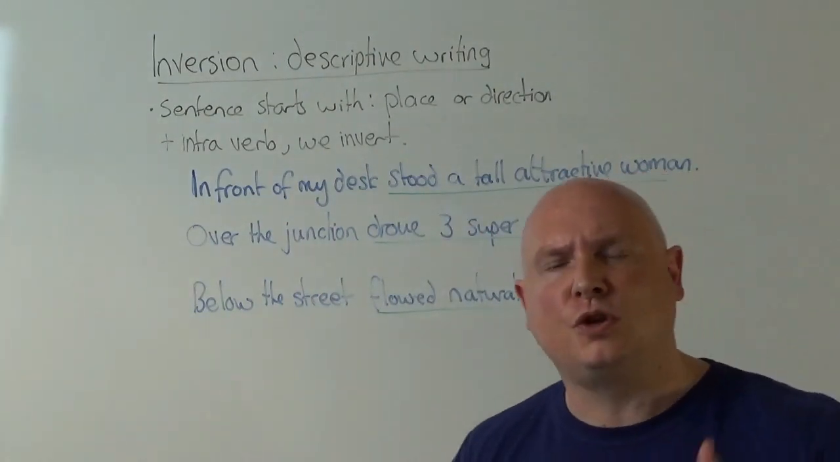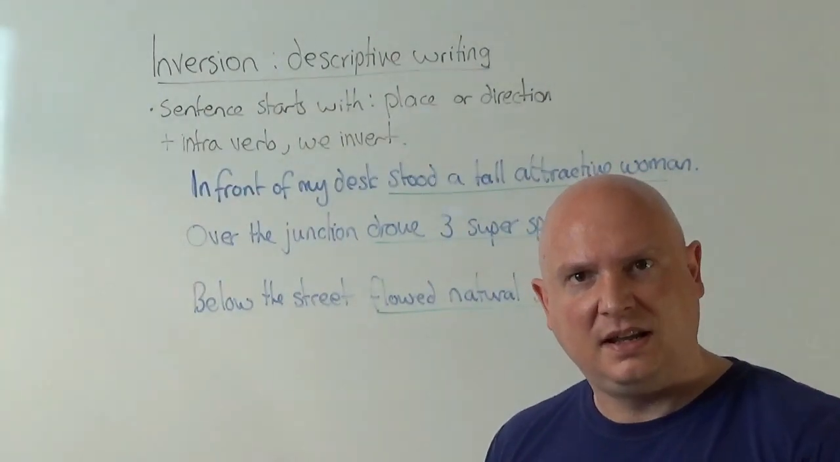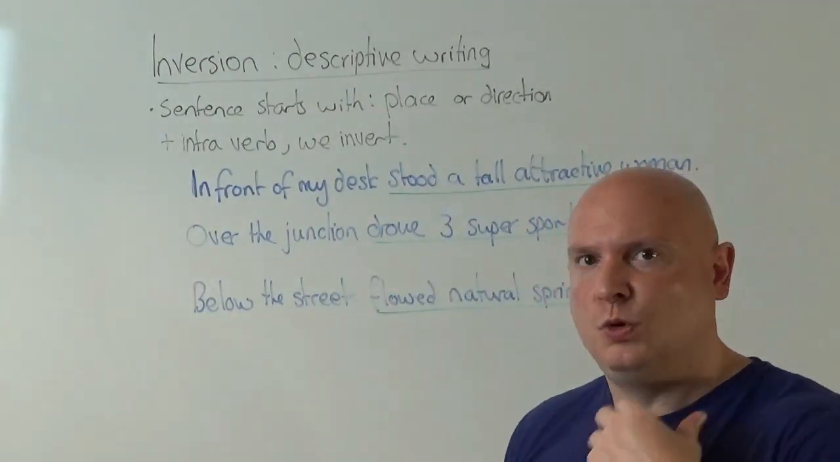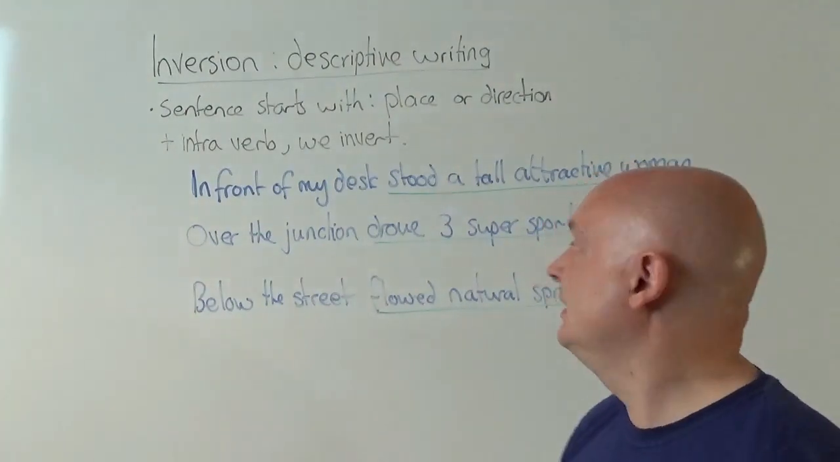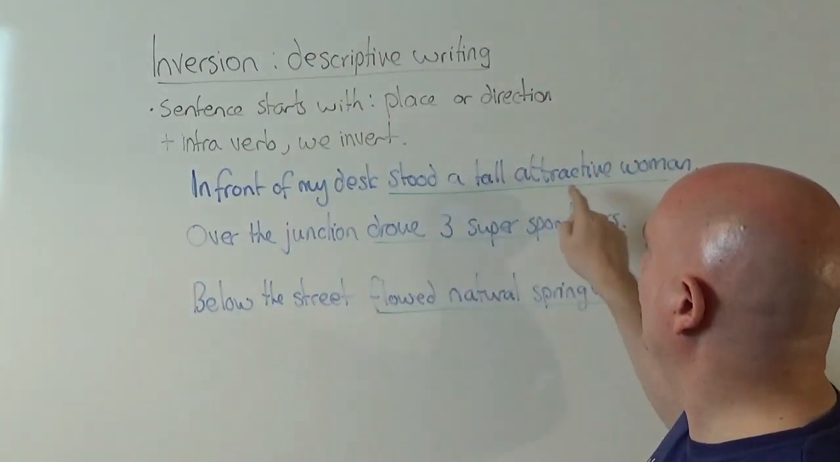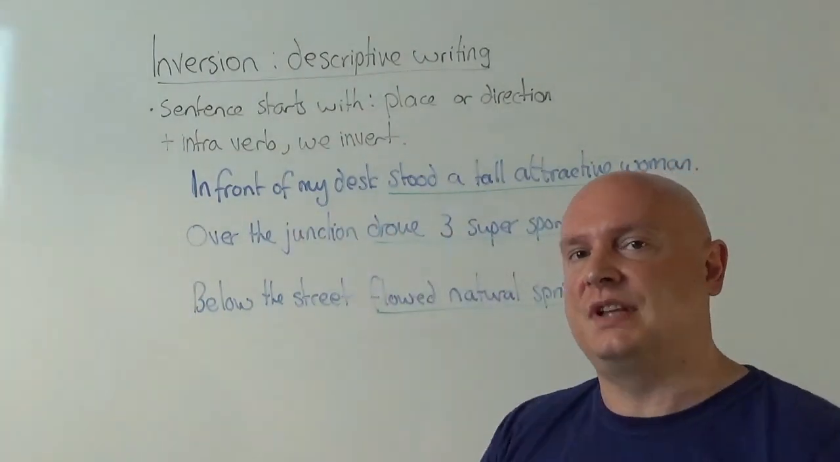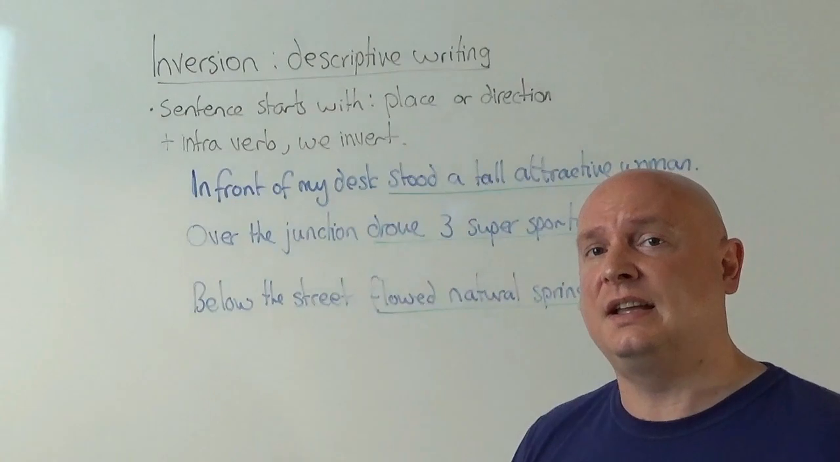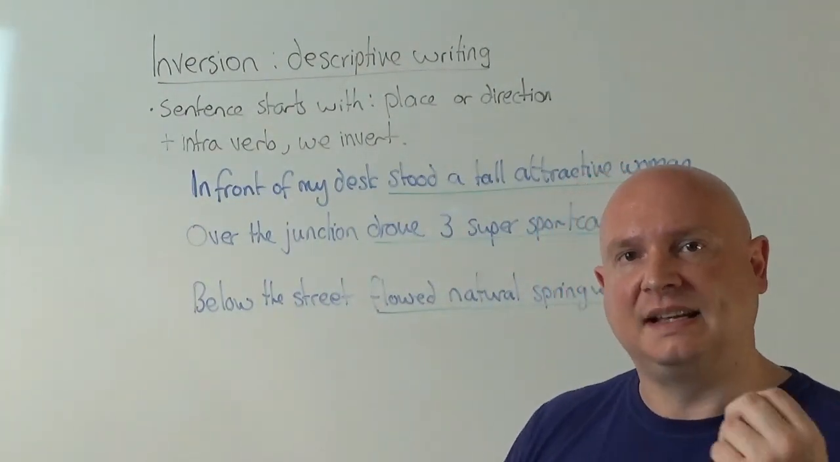That just sounds so colourful, so literary. Do you understand what I mean? It just would not occur in spoken English. In spoken English, it would sound like this. A tall, attractive woman stood in front of my desk. We completely changed the structure of the sentence. But because it's descriptive writing, we're using inversion to make it emphatic, to emphasize it, as I said at the beginning.